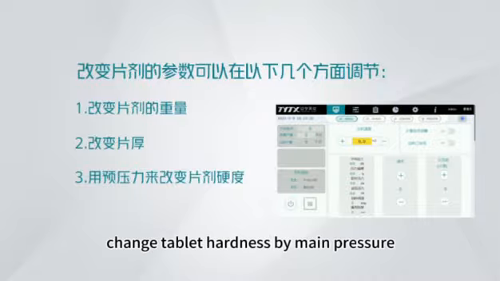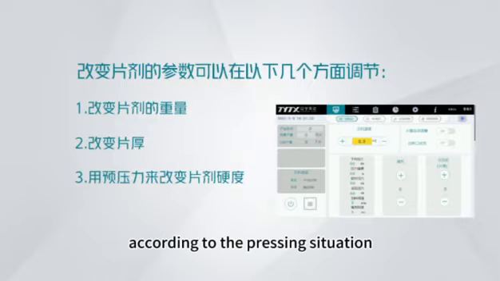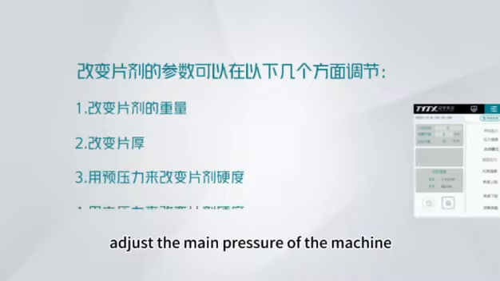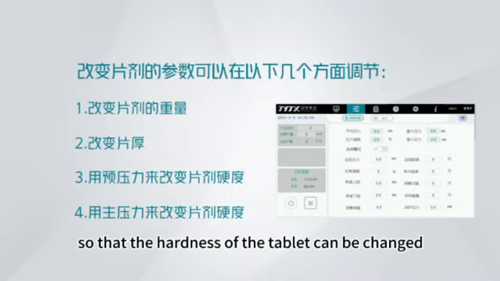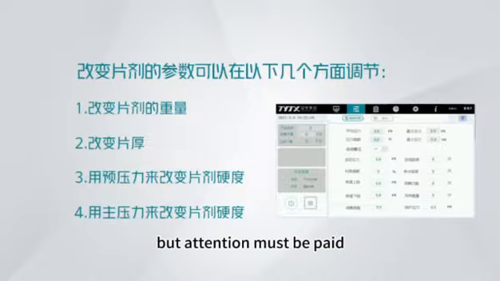Change tablet hardness by main pressure. According to the pressing situation, adjust the main pressure of the machine. The main pressure can be changed, so that the hardness of the tablet can be changed, but attention must be paid to the selection of the best pressure.